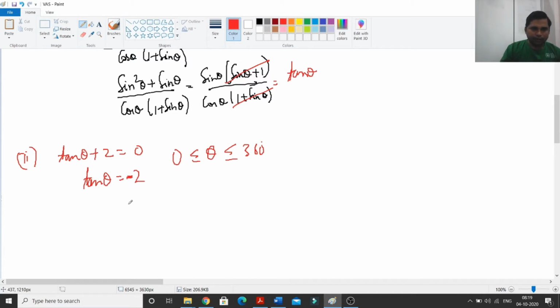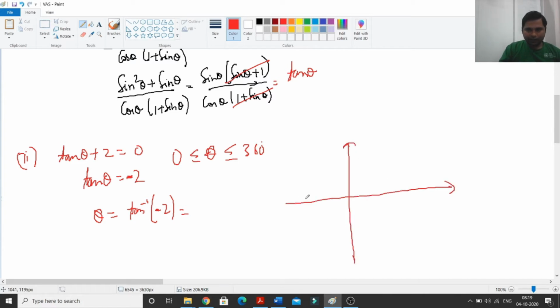So theta, if you do tan inverse of minus 2, you will get minus 63.43, which is not positive, right? See, I'll draw the unit circle and explain you. Whenever tan theta is there, so tan theta is negative. If it is negative, it's like y over x is equal to minus 2. Tan theta is y over x using the unit circle. So y is equal to minus 2x is a line like this.